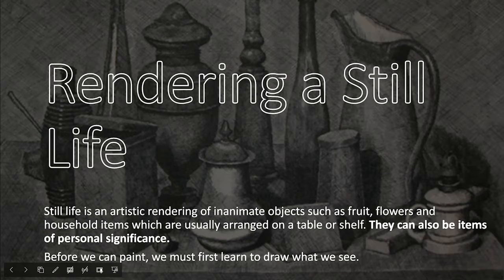I am going to be showing you what we are doing this week. We are rendering a still life. So let's talk about still life. Still life is an artistic rendering of inanimate objects such as fruit, flowers, and household items, which are usually arranged on a table or shelf. They can also be items of personal significance. Before we paint, we must first learn to draw what we see.